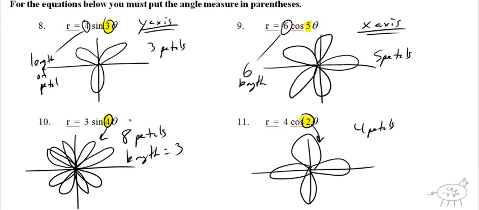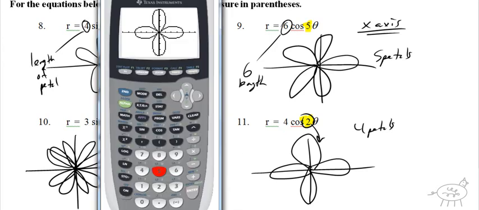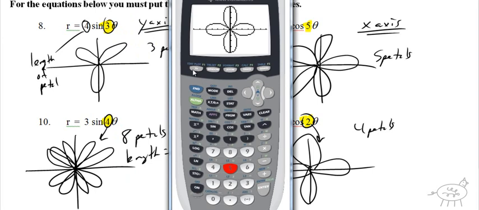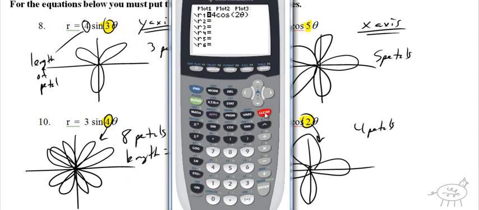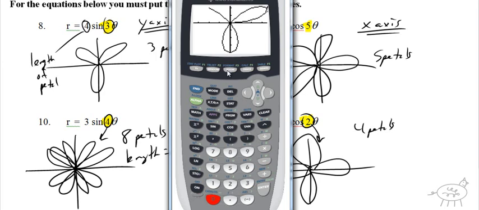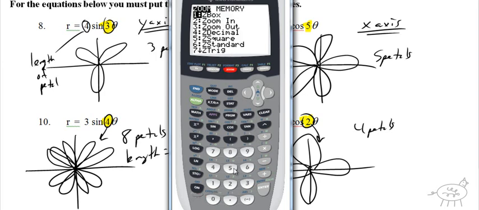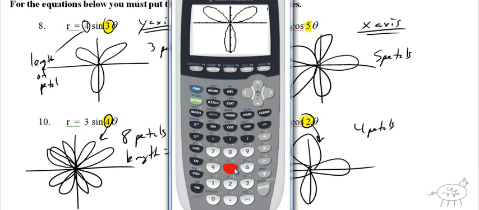R equals 4 sine of 3 theta. So let's do that. Y equals, we'll clear out here, 4 sine of 3 theta. Okay, and let's graph it again: zoom 6, and zoom 0, zoom fit, and let's do zoom square, zoom 5. Okay, so this is what the graph looks like.